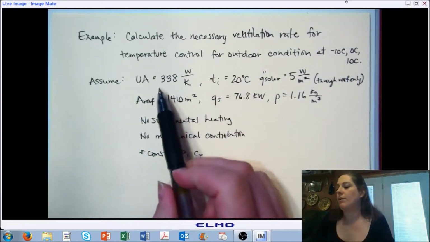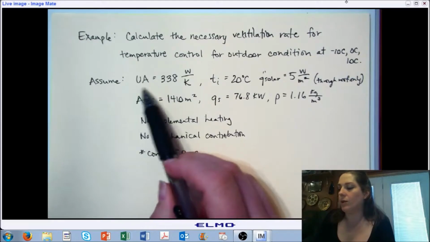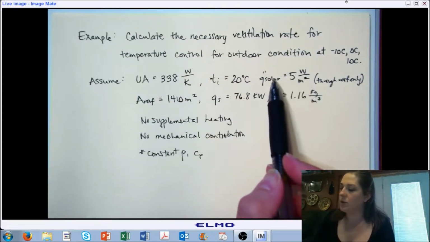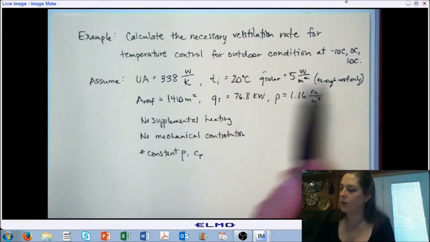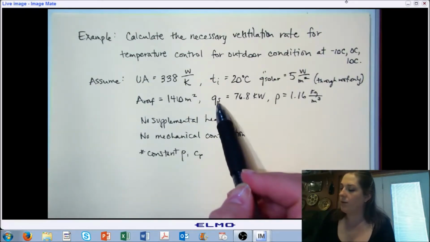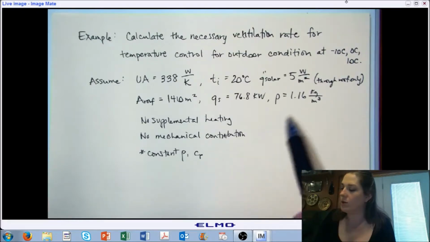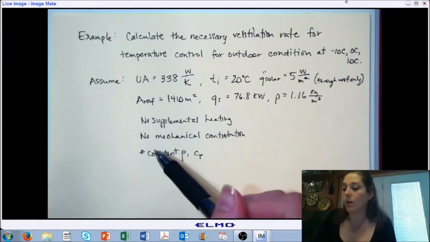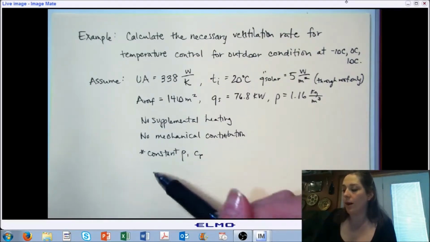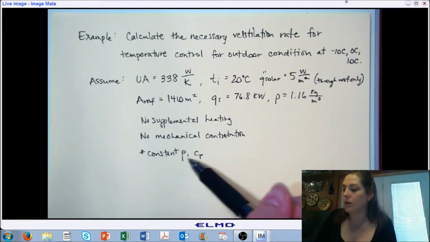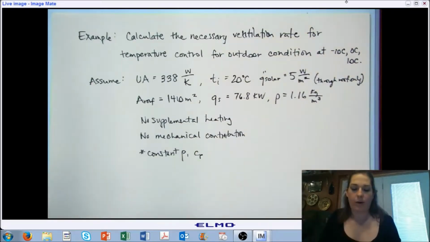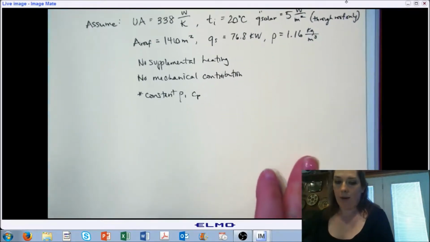All right, so we're given values for our overall heat transfer coefficient through our building, a desired indoor temperature, solar load coming onto just the roof, the area of the roof, the sensible generation by your occupants, and the density of the air. We're going to assume we don't have supplemental heating, we don't have a mechanical contribution, and that our rho and our C sub p are constant for our conditions. All right, so now we're going to put that into our energy and mass balance.